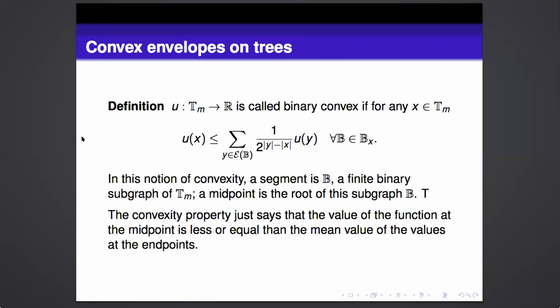So your definition of convexity, what is a function that is convex inside the tree, is the following thing. It's a function whose graph at the midpoint of the segment is less or equal than the mean value of the function at the extreme points of the segment. In the Euclidean case, you only have 2 points as extreme points of the segment, and the midpoint says that u of 1/2 x plus 1/2 y is less or equal than 1/2 u of y plus 1/2 u of x.